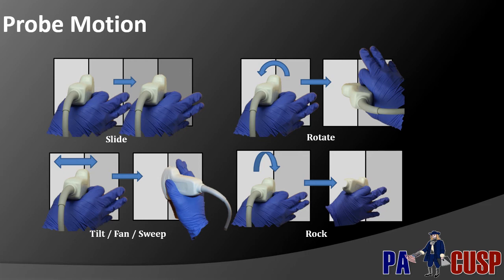The last term that we need to be familiar with is something called rocking. Similar to tilting, but this time you're going to change the angle along the short axis. As you move the transducer probe along its short axis, you're going to help to center or move the ultrasound image around the screen.